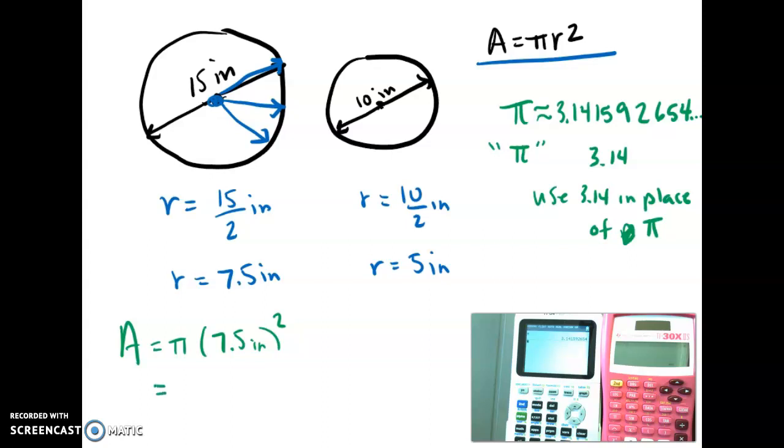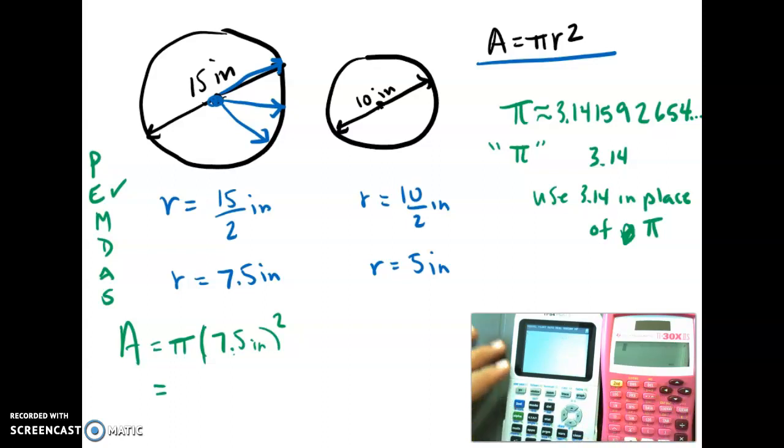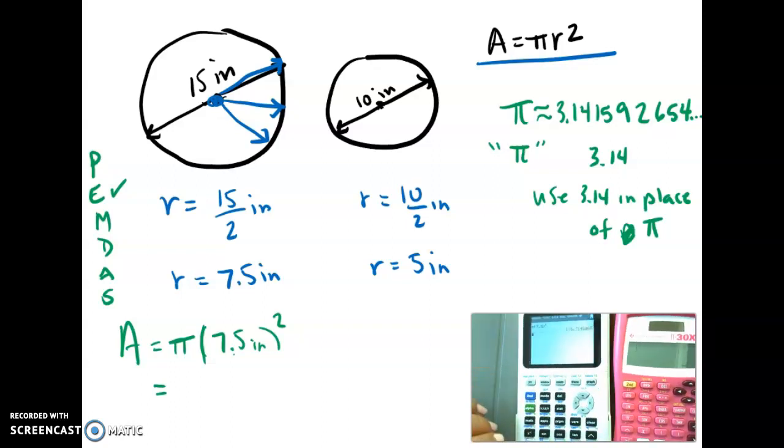So I'm going to put this in my calculator like this. Now, if I'm doing it separately, I would want to make sure that I follow the order of operations. I'm going to do the exponent, then multiply by pi. Or on either of these calculators, I can put it in to look like this and then hit enter, and it'll do it all in one step. So I end up with 176.7145868.